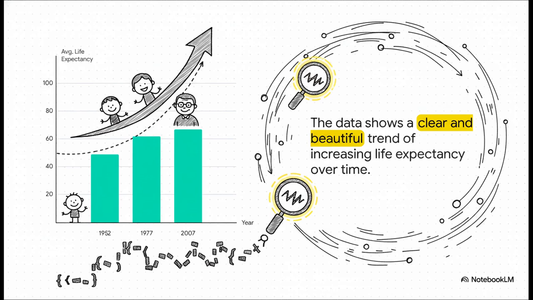This is the story that was hidden in all those numbers. In 1952, the average life expectancy around the world was only 49 years old. Fast forward to 1977, and it's up to 62. By 2007, it had climbed all the way to 67. The story wasn't just in the data. The story was the data. We just needed the right tools to let it speak.